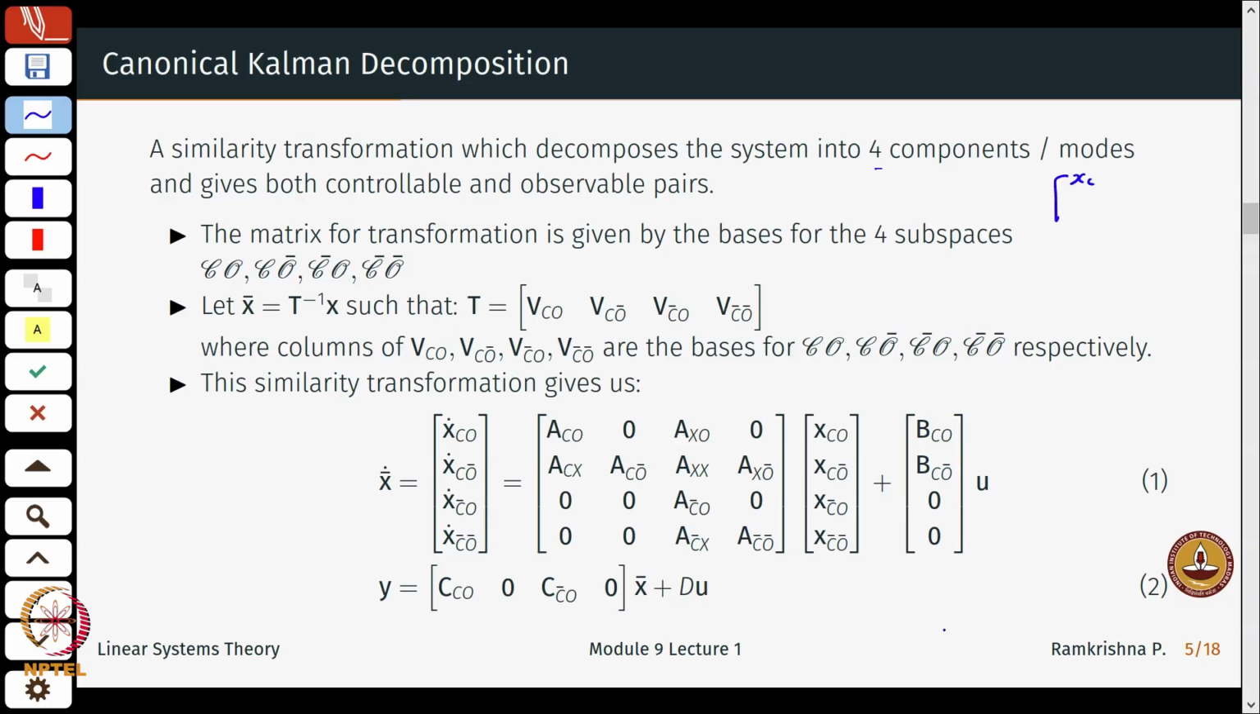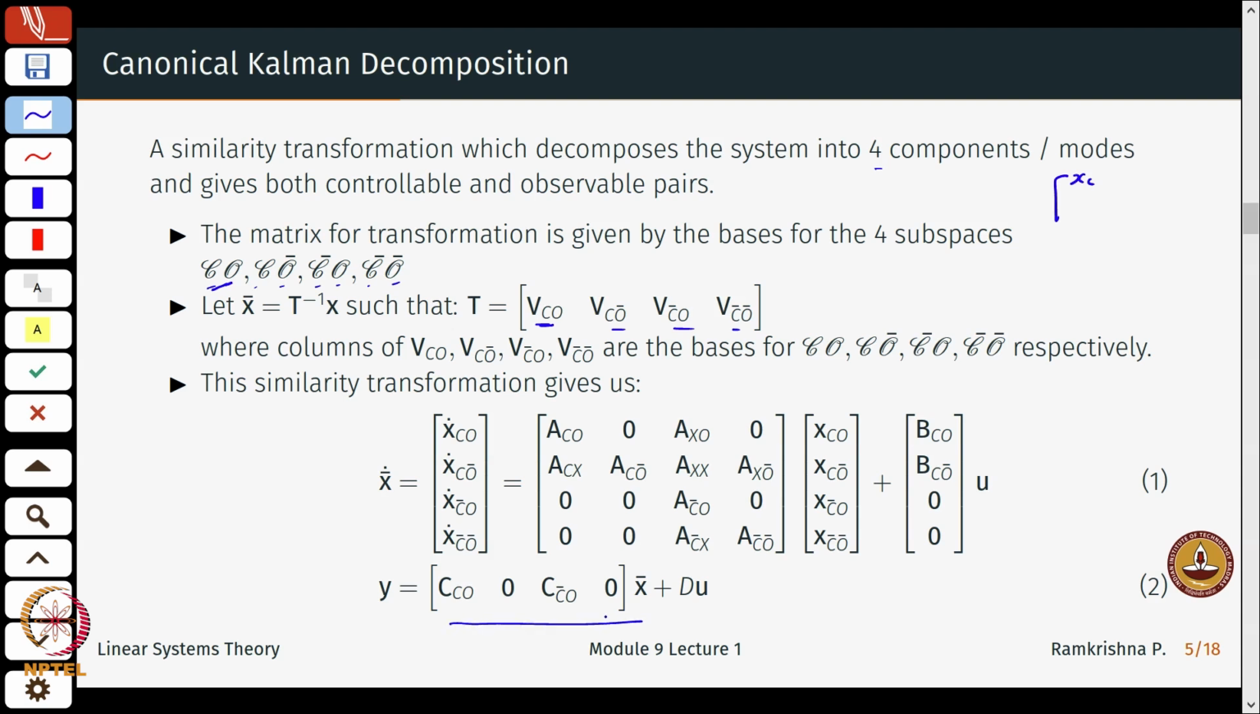Okay. So now can I find a transformation which combines both of these things, right? So in such a way that I have these 4 subspaces: controllable and observable, controllable but not observable, observable but not controllable, and neither controllable nor observable. So can I find a basis for each of these 4 subspaces? So VCO denoting the basis for the controllable and observable subspace, and so on, right? Can I find a transformation which then transforms my system to something like this. Okay.